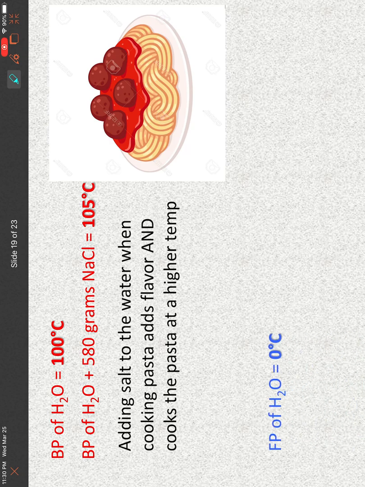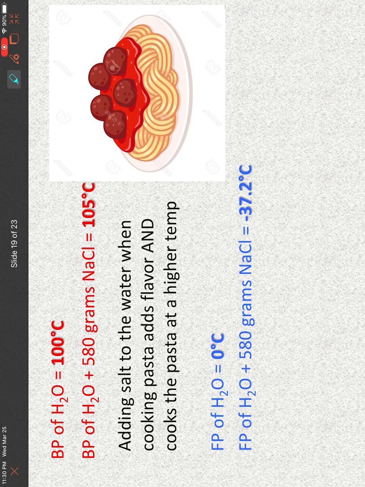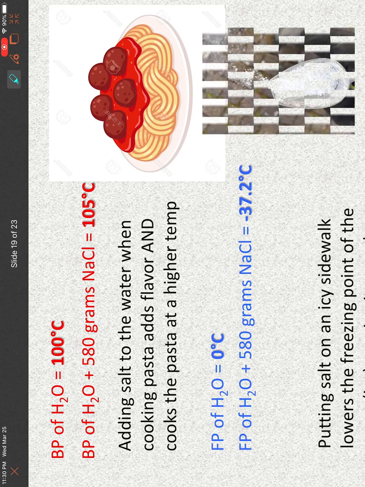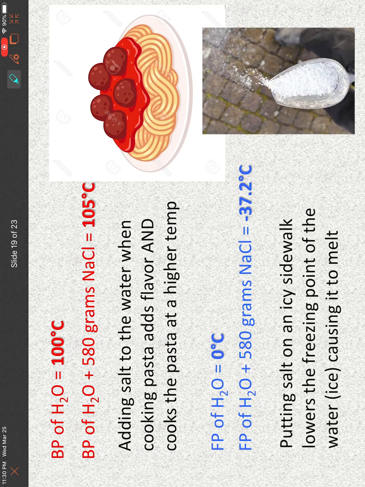Interesting. Now, can you think of a situation where you might use salt when it's cold? Here we're talking about using salt when something's hot. Well, let me tell you something. The freezing point of water is 0 degrees Celsius. Now, if I add salt to that water, it changes the freezing point considerably. The freezing point goes way down.